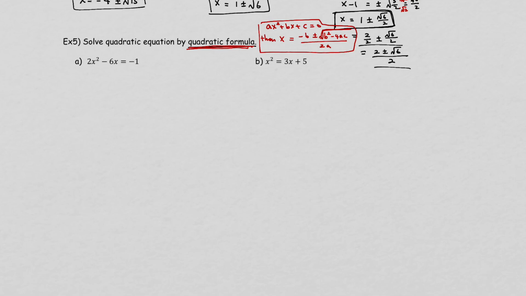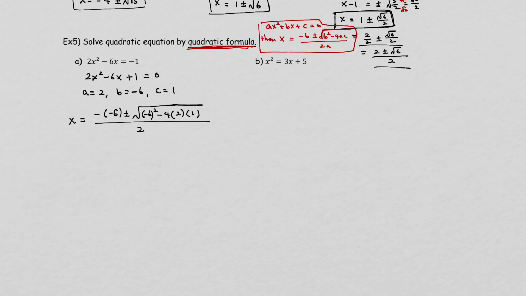So the first thing we need to do in order to use the quadratic formula is set it into standard form equals 0. So -1 becomes +1 on the other side. So your a is going to be 2, b is -6, and c is +1. And let's replace it into the formula. So it will be -b plus or minus square root of b squared minus 4ac, all over 2a.